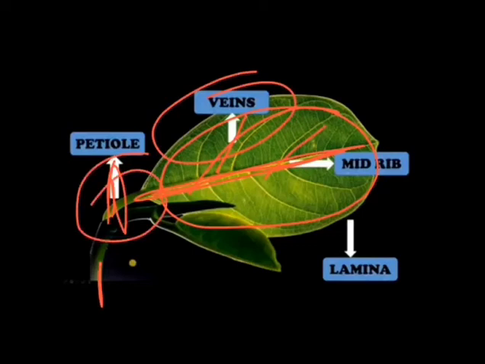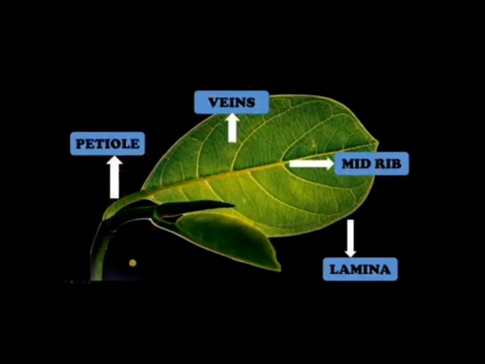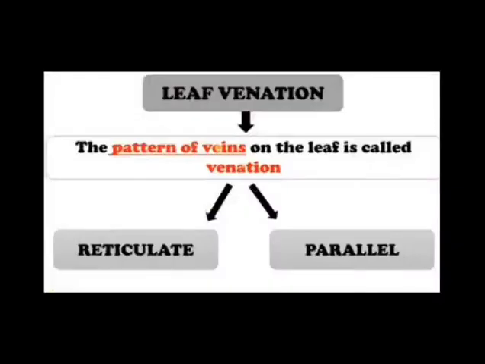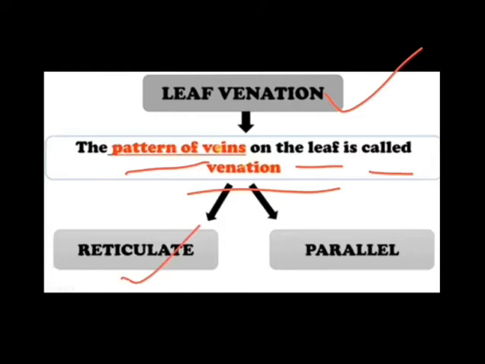Now the leaves have different types of venations. They have mostly two types of venation. So what is venation? Let's discuss that. What is a venation, or what is leaf venation? The pattern of veins on the leaf is known as venation. The venation is basically of two types. The first one is reticulate venation and the next one is parallel venation. Okay, so there are two types of venation, reticulate and parallel.